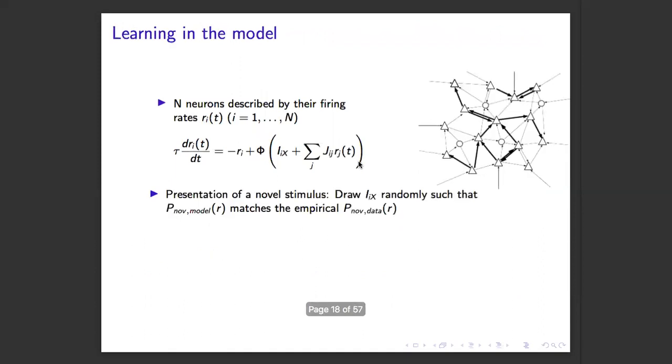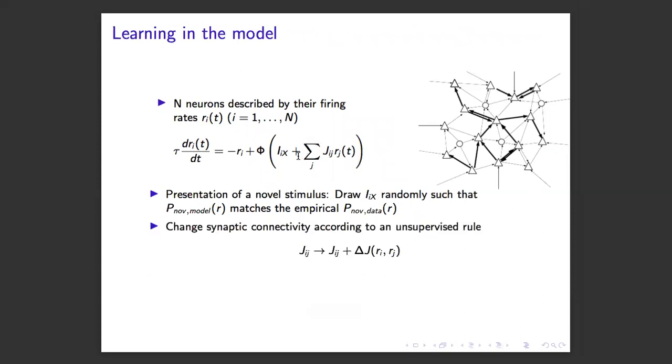All right, so now we have a way of generating external inputs. So now, how are they learned? The next step is to change the synaptic connectivity, and we can do this by specifying a plasticity rule. The idea is that we'll be using an unsupervised plasticity rule in which the synaptic changes depend only on the rates of the postsynaptic neuron Ri and the presynaptic neuron Rj.